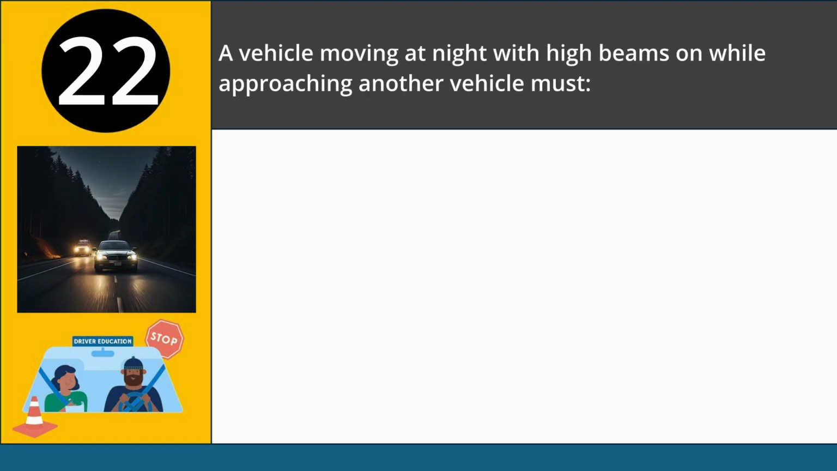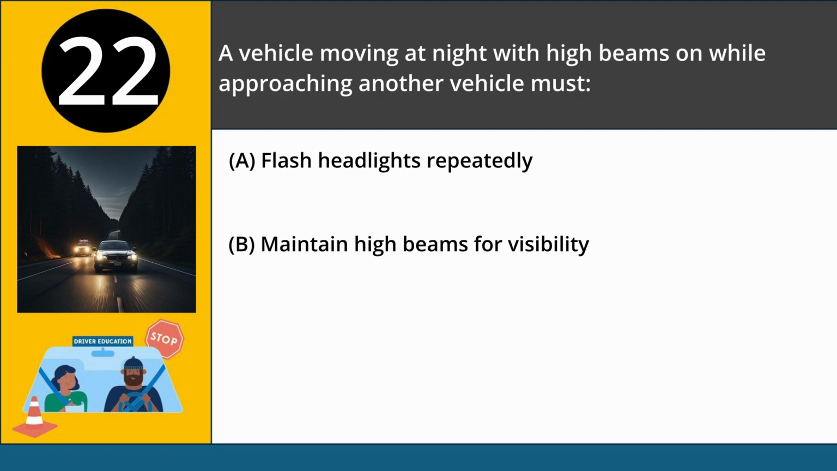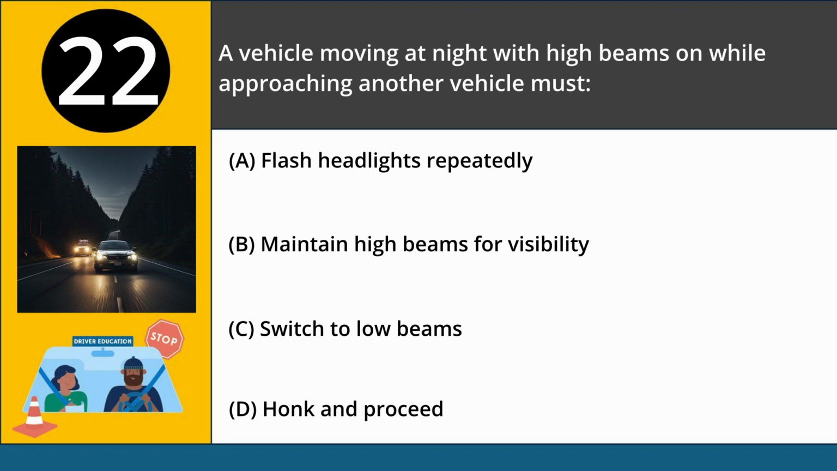A vehicle moving at night with high beams on while approaching another vehicle must: A. Flash headlights repeatedly. B. Maintain high beams for visibility. C. Switch to low beams. D. Honk and proceed. Answer C. High beams can temporarily blind other drivers, causing accidents.